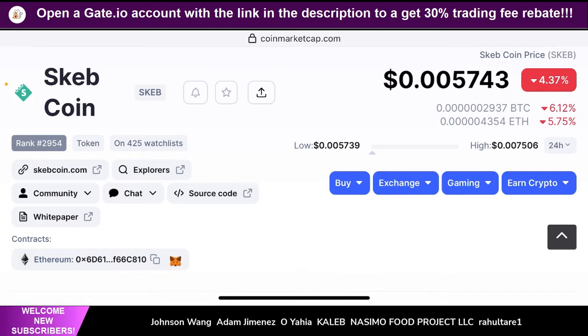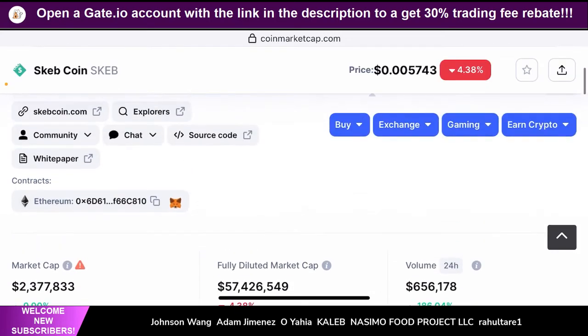When it comes to the price action, it seems like the token is kind of going in the downward direction in the past 24 hours. It's about 4.38% down in the past 24 hours, which is an indication that a lot of people are dumping this token, and at the same time, there's a lot of opportunity to buy this token for a very good discounted price, right? As I said, this is an ERC20 token based on the Ethereum blockchain, so you can find the Ethereum contract address here.